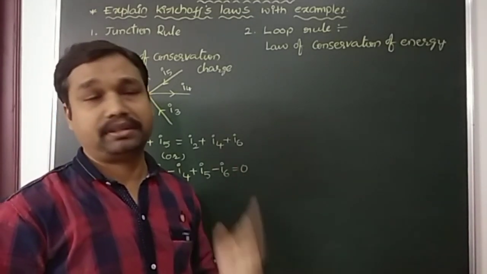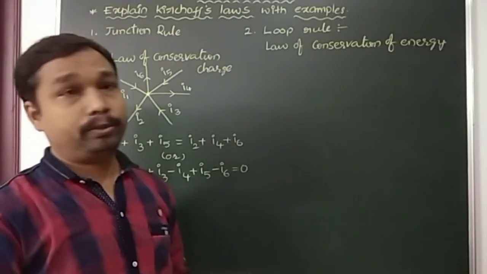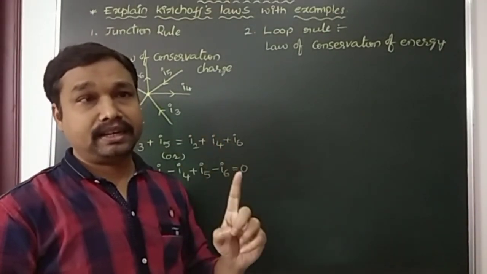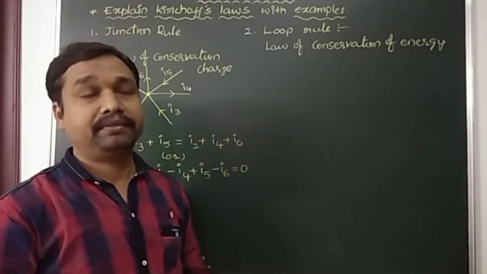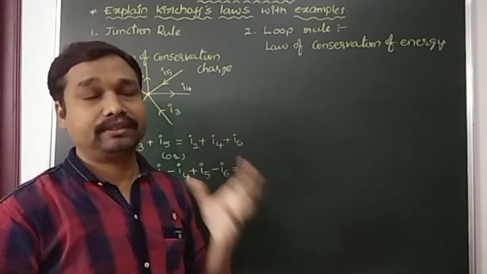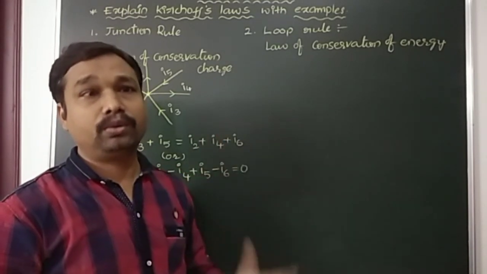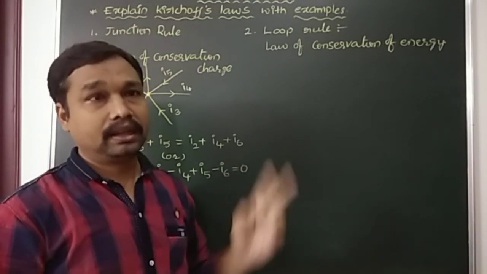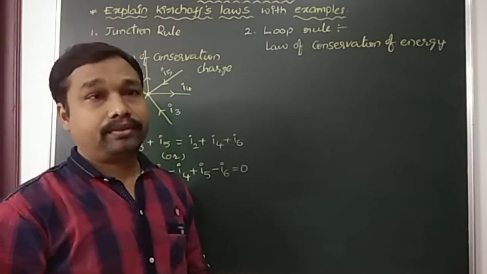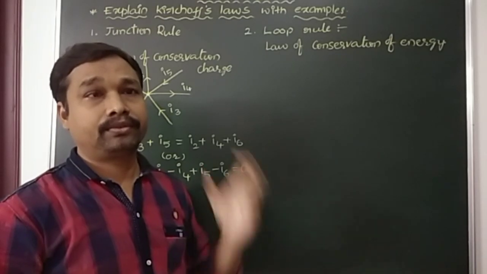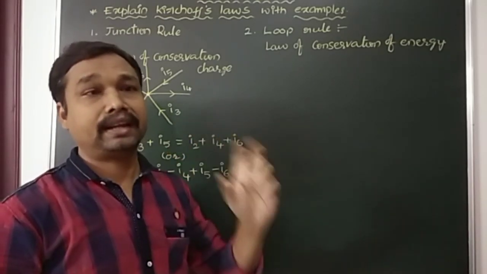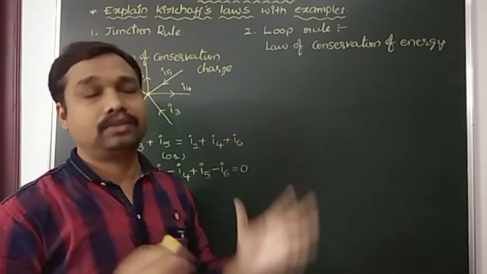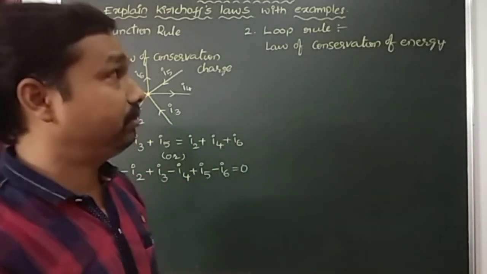You can take any one of the statements. According to the loop rule, there are two statements. One: the increasing or decreasing potential difference across all the devices connected in the closed loop must be equal to 0. Second: the algebraic sum of the product of current and resistance in a closed loop must be equal to 0. These are the two statements we have.